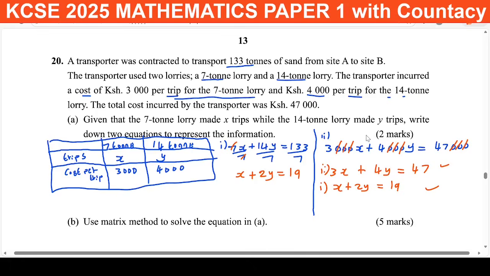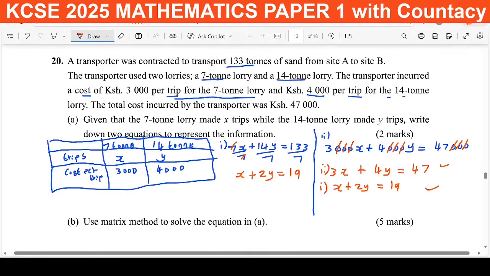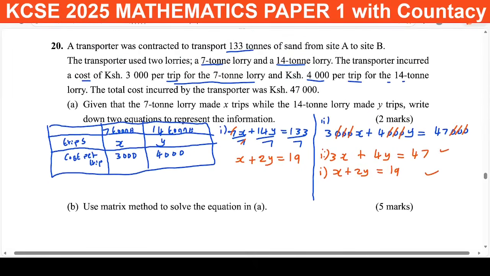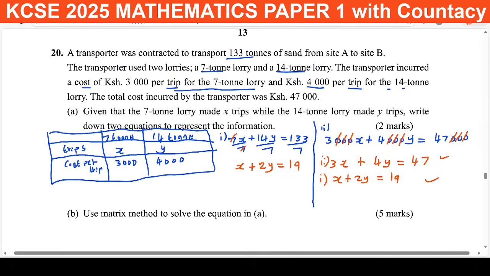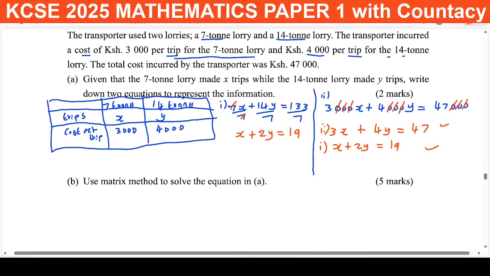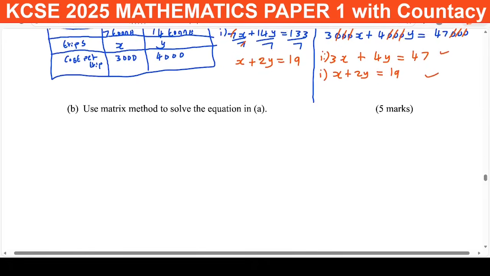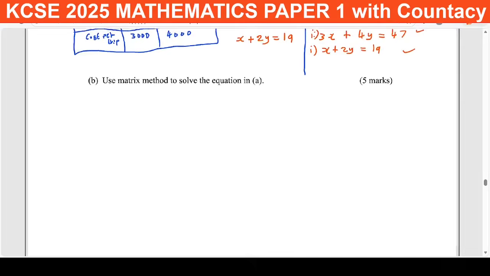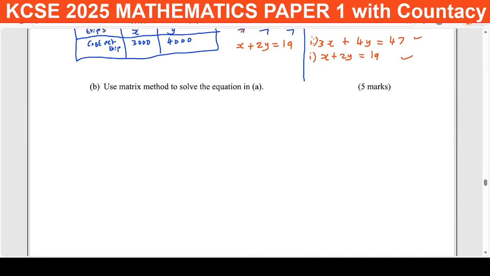So we've already tasted 2 marks, but now we are also remaining with some big part of the cake that you've not yet tasted. Let's go ahead and unwrap it together. This is part B of question 20. Remember that this is a KCSE question that was recently tested in paper 1 of the KCSE Mathematics 2025. Part B tells us to use the matrix method to solve the equations.